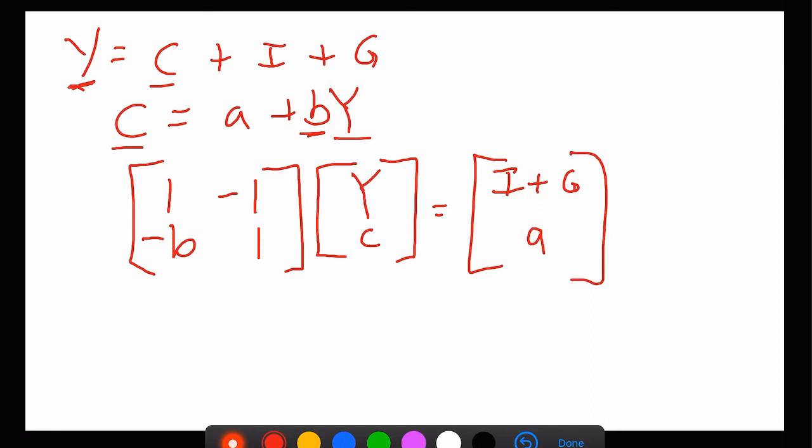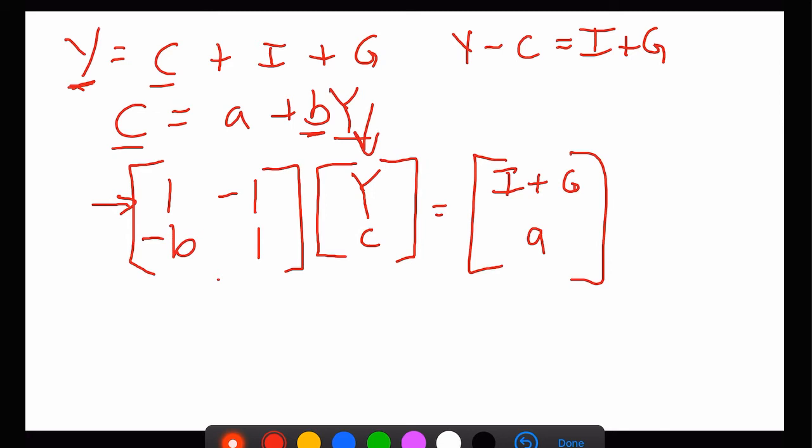Okay? Because you're going to plug the c into the y, you're going to get a minus. Row times column. All right? Y minus c equals I plus g. Yes? Row versus column.